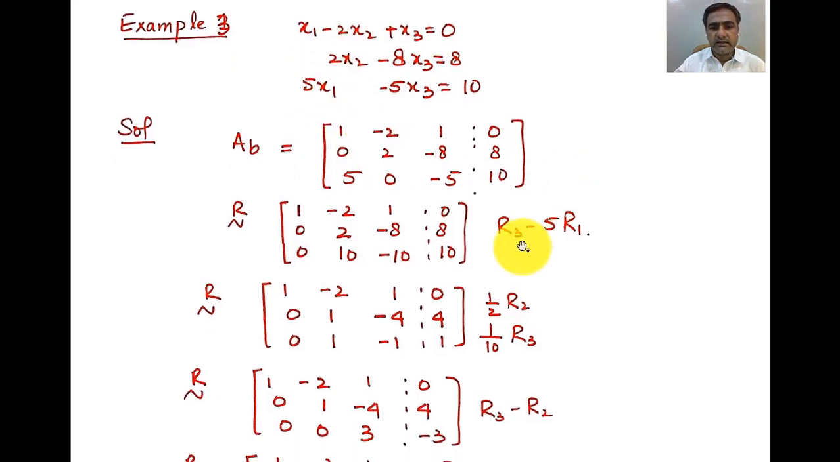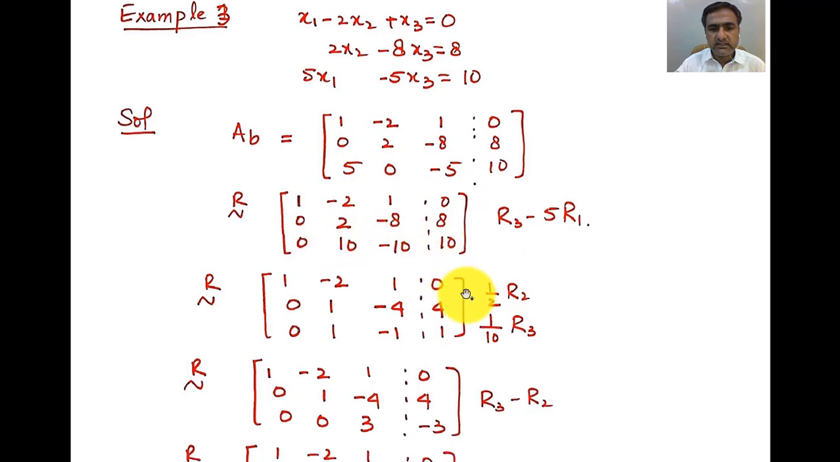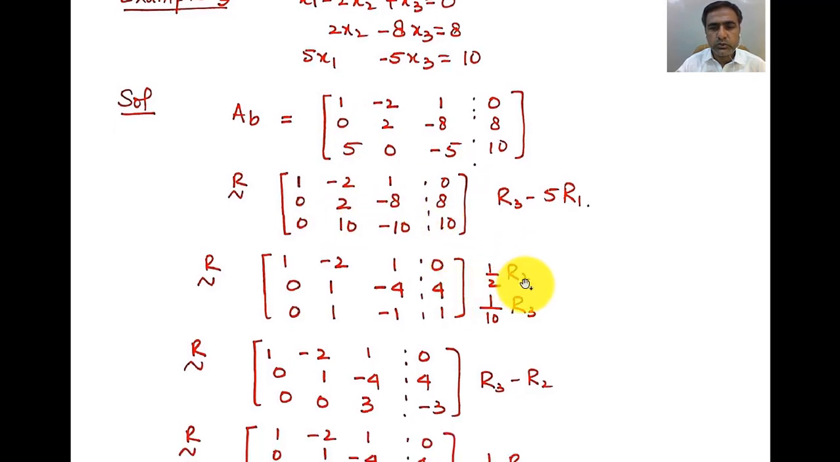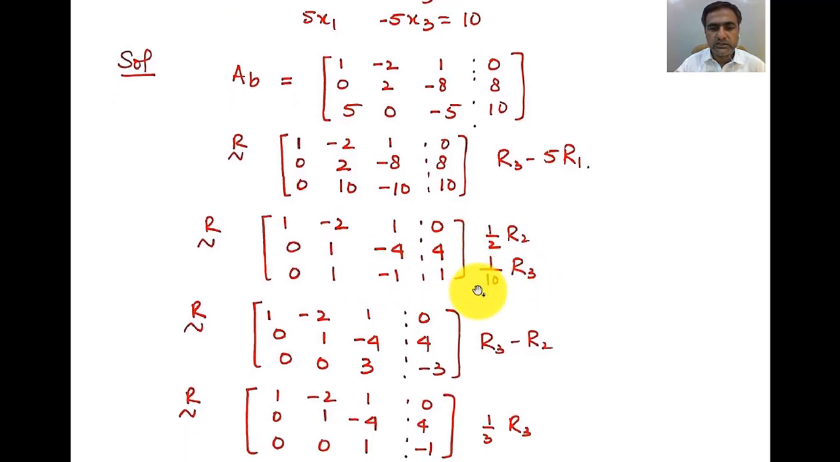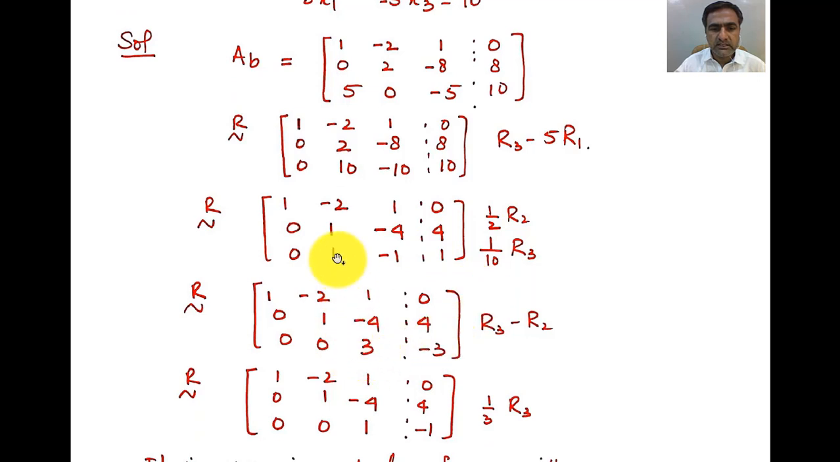And hence, this entry must be 0 because this is not in echelon form. To make it 0, we subtract 5 times this row from row number 3. It is recorded here. I have these entries. In the next step, I multiply row 2 with 1/2, row 3 with 1/10, and hence I have these entries.